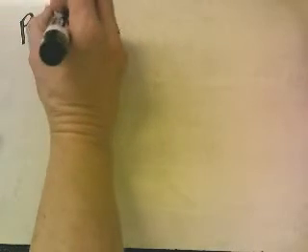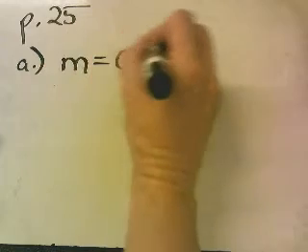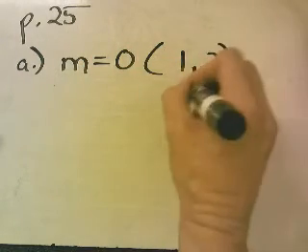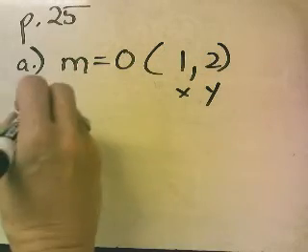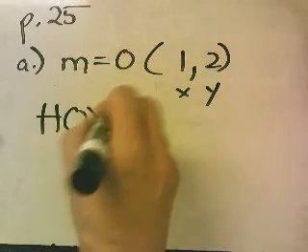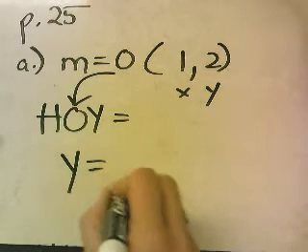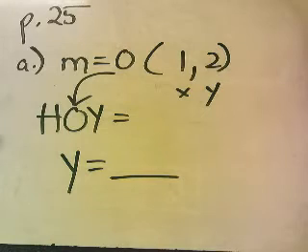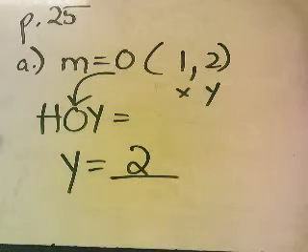Okay, so I'm going to do page 25, checkpoint A. They tell me m equals 0 and the point is (1, 2). Okay, so that means this is a special case. This is a HOI. How do I know it's a HOI? Because it has a 0 slope. I know my equation is going to be y equals blank. I need to find a y value. What's the only y value I have? y equals 2. So A is y equals 2.